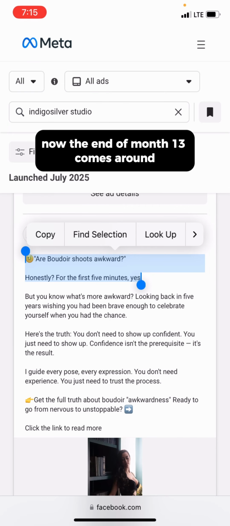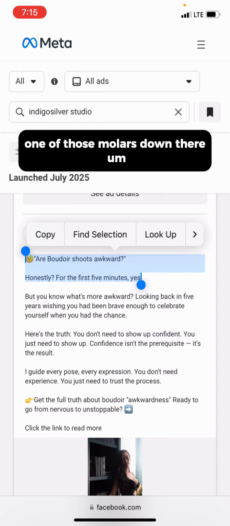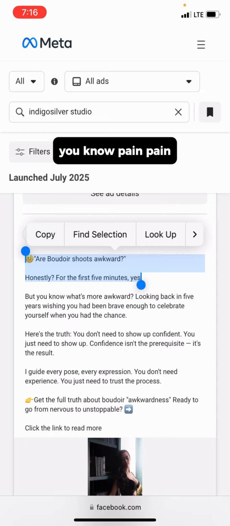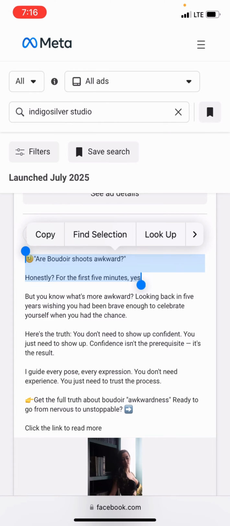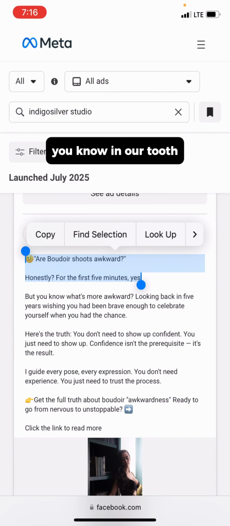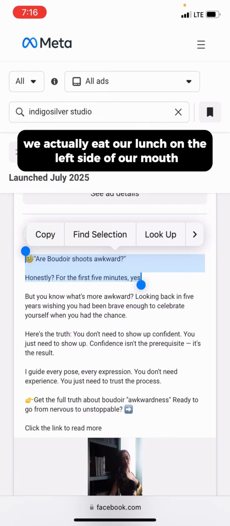Now the end of month 13 comes around, and we're eating breakfast, and on the right side of our mouth, on the back, on the bottom, one of those molars down there, there's pain with every bite of our breakfast. Oh, dude, this really hurts. This is terrible. But we go the rest of the morning. Yeah, there's still some lingering pain in our tooth, also a little bit in our jaw. And we make it to lunch, and we decide to be smart this time. We actually eat our lunch on the left side of our mouth.